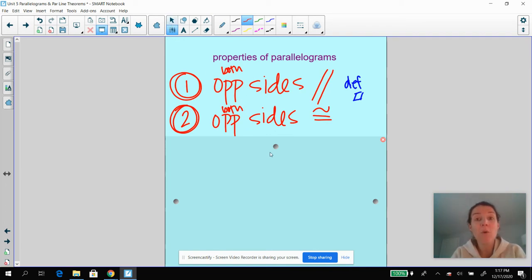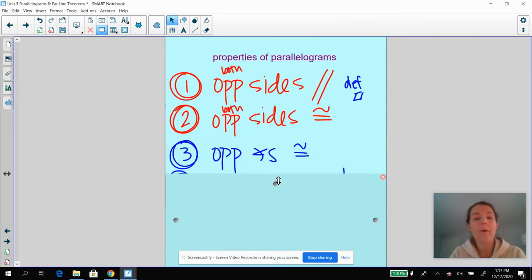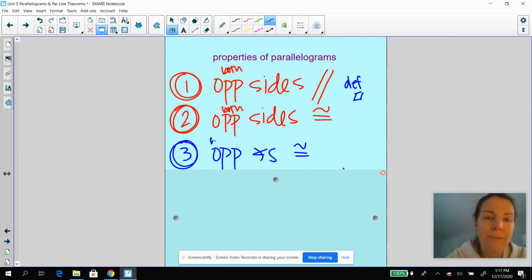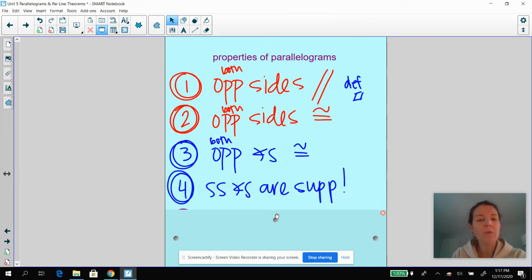All right, there is more. There are in fact three more. Hopefully you notice that both pairs of opposite angles are congruent. And then if you messed around a little bit more, you could have noticed that the same side angles are supplementary to each other, which makes sense, right? Because we've got two parallel lines and they're cut by a transversal. The same side interior angles are going to be supplementary. Same side sup. All right. So that's the fourth one.